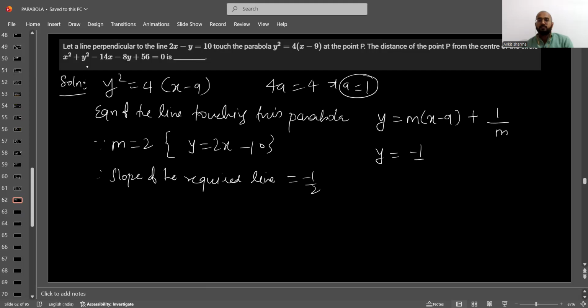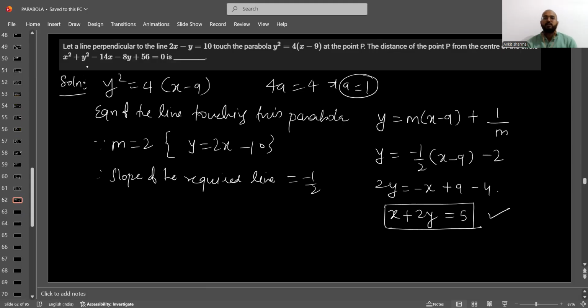So y is equal to minus 1 by 2 into x minus 9, and then minus 2. This gives me 2y is equal to minus x plus 9 minus 4. So I'll be having x plus 2y is equal to 5. So I have now this line, and this is the equation of the tangent.